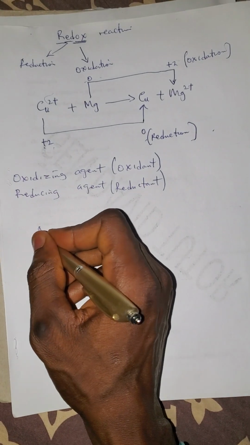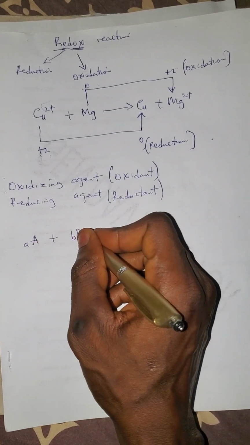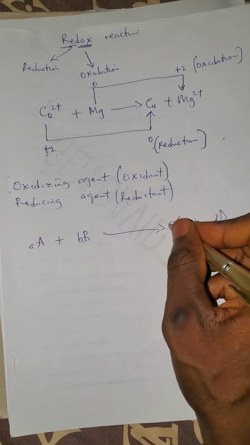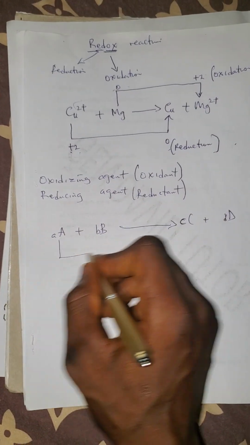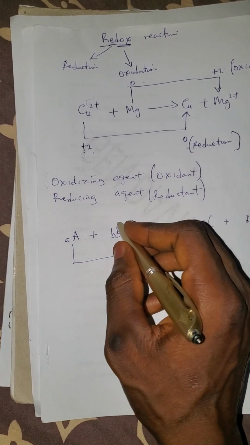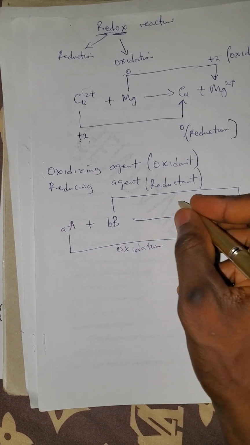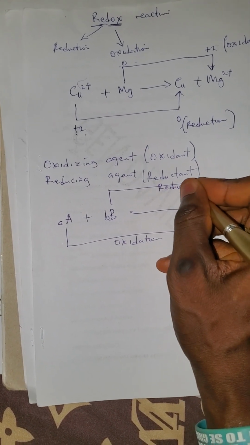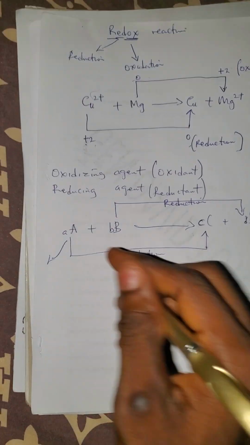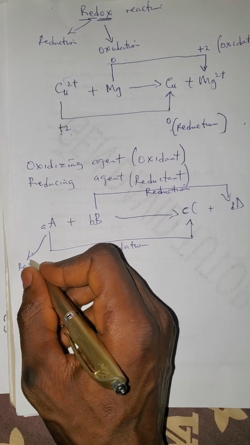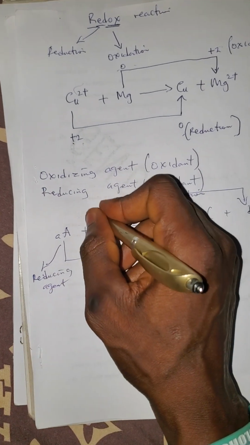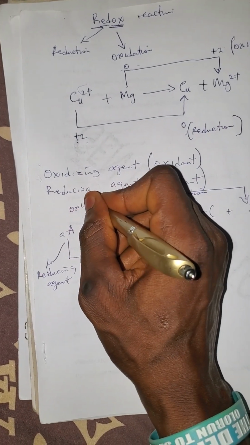What am I talking about? Now, if you have a reaction like this, A plus B to give us C plus D, let's say from here to here is oxidation, and from here to here is reduction. Take note, what you have here would be the reducing agent, and what will be here would be the oxidizing agent.